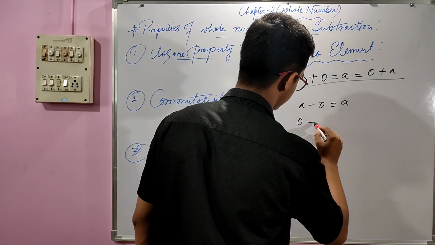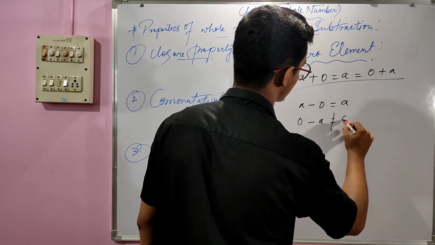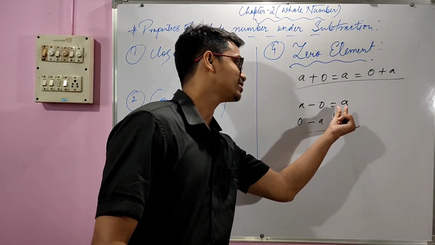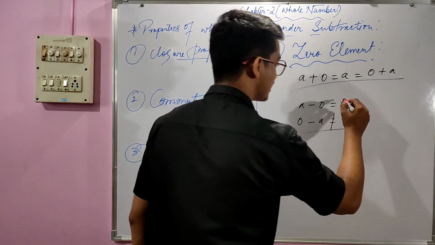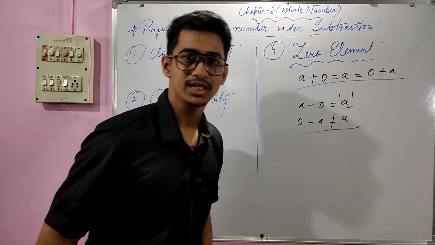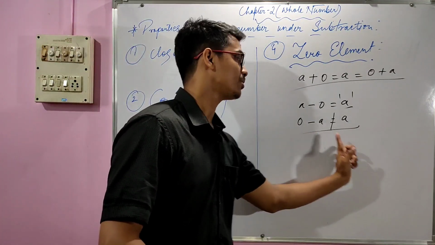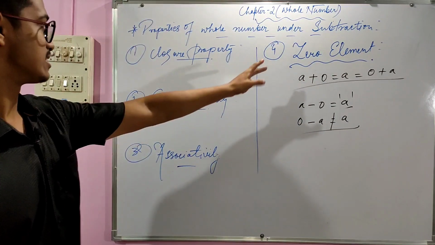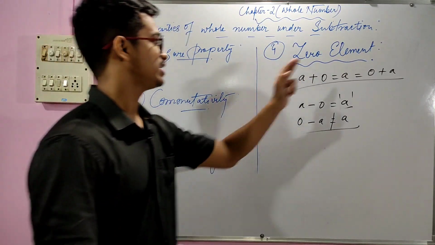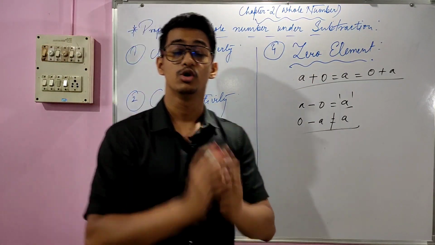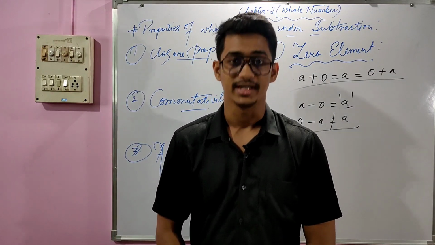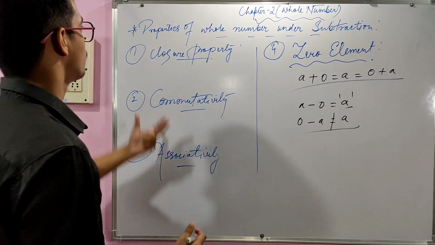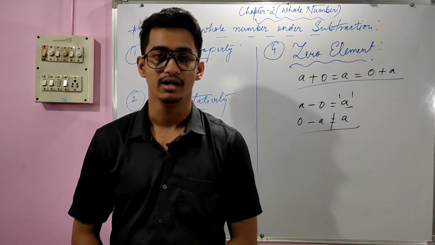But if I put 0 minus a, then it is not equal to a. So in that case also it is losing its own identity, because we have to keep a as our answer, but in that case 0 minus a would not be possible. So in all the four cases, closure property, commutativity, associativity and zero element, subtraction would not hold its property. So those are the underlying rules for properties of whole numbers under subtraction.